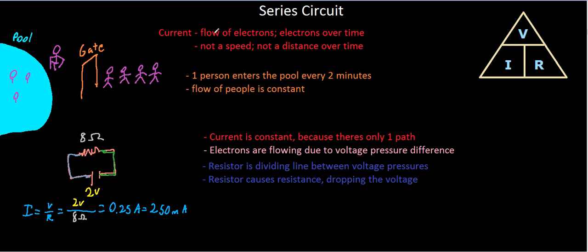But that's the key takeaways I want you to take, or the key details I want you to take away from this video, is that current is constant when you only have one path, that electrons flow because of an inherent voltage pressure difference, and that the resistors, one way of looking at them is they are actually dropping the voltage. And if that makes sense to you, then you're ready to move on.